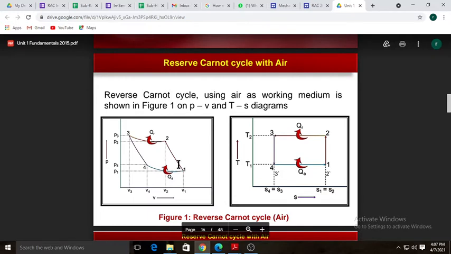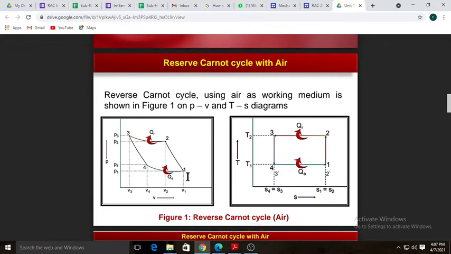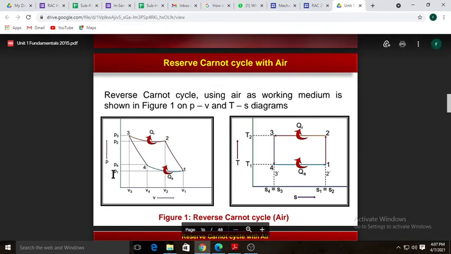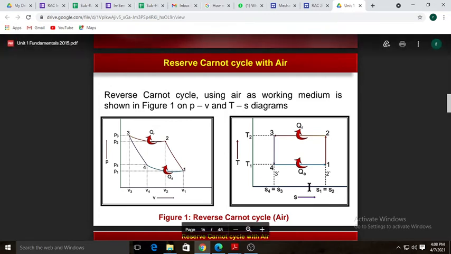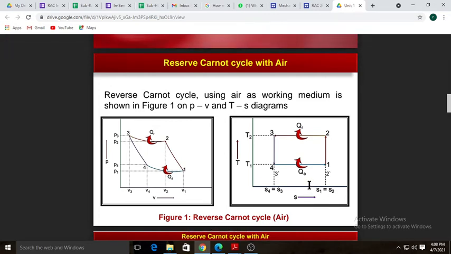Here you can see this Carnot cycle has 4 processes: 1 to 2, 2 to 3, 3 to 4 and again 4 to 1. This is the PV representation of the reverse Carnot cycle, and this is the representation of the Carnot cycle on the TS diagram or TS chart.